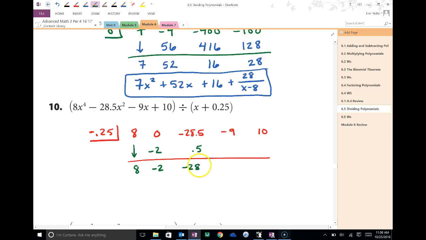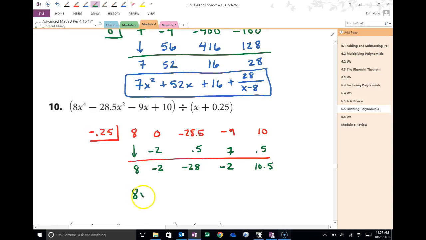Okay, what's negative 28.5 plus 0.5? Negative 28. And what's negative 28 divided by negative 4? 7. And what's negative 9 plus 7? Negative 2. Ooh, we did this one. Negative 2 divided by 4 is negative 0.5. And 10 plus negative 0.5? 9.5. So what's my polynomial that's created?